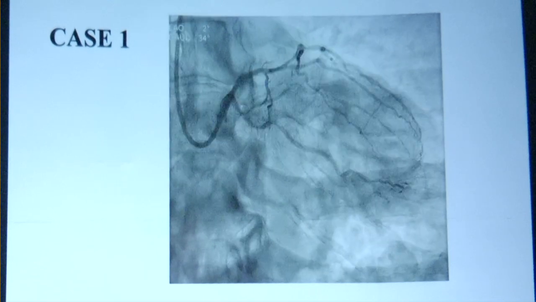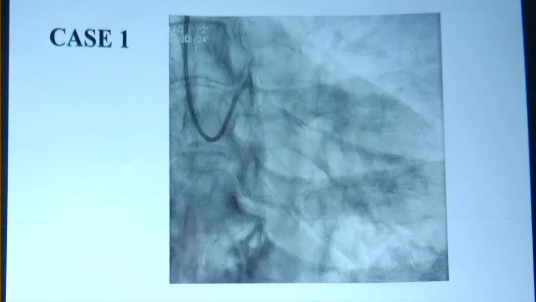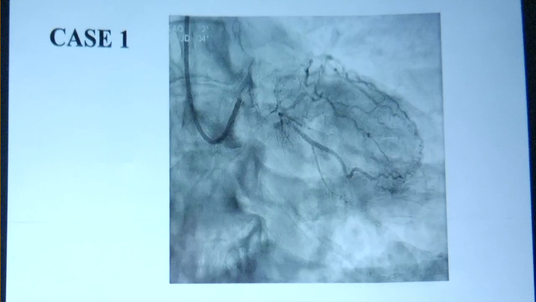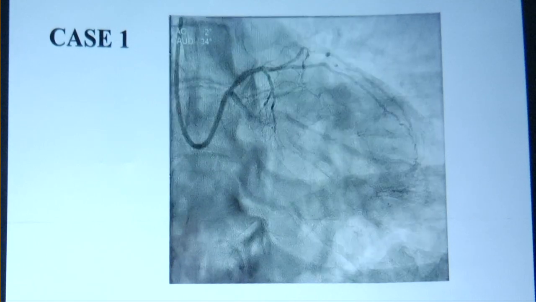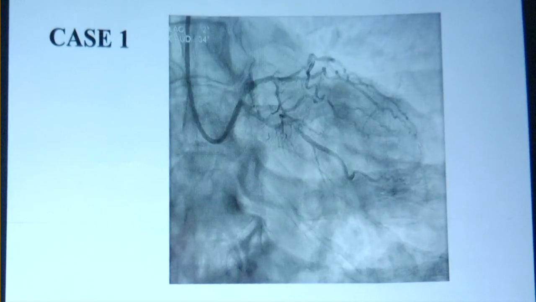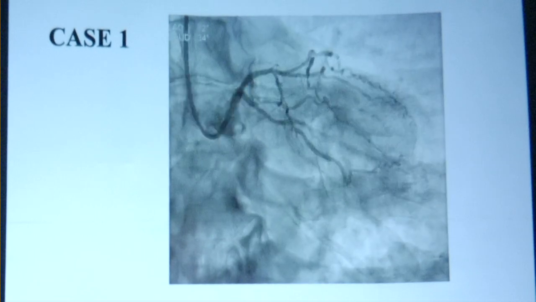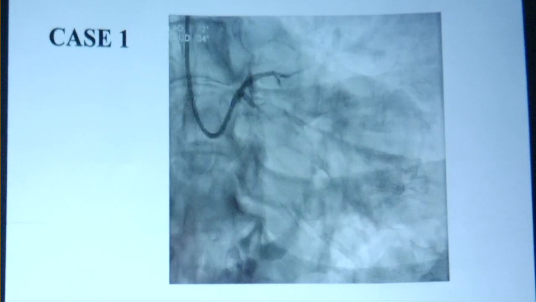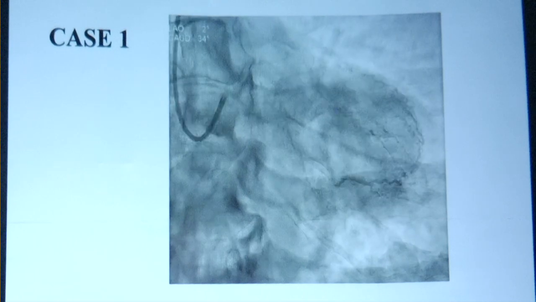This is a case that I did a few days ago. This is a man who comes for an intervention of his LAD diagonal. And I want you to pay attention to the proximal portion of the LAD and see how nice a landing zone it looks angiographically. It looks like I could land a stent proximal to that septal, right? Would everybody agree?